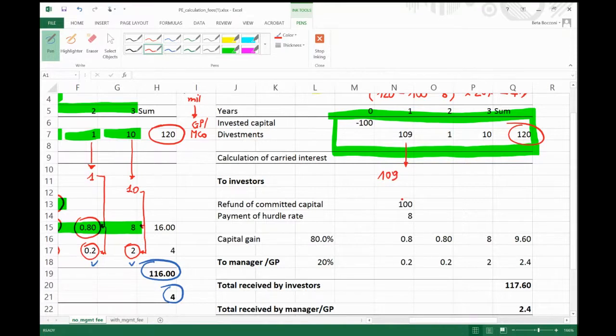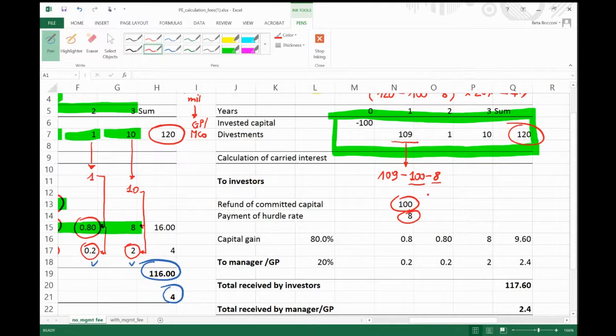Before paying any incentive, you must, first of all, fully repay the committed capital, 100. But now you have also to recognize an extra value of hurdle rate. Please notice that with the liquidation value in the first year of 109, we are able to pay in one shot all the committed capital and all the hurdle rate. Remember that until these two values are repaid, you are not authorized to pay anything to the general partner. So the story is investors first, general partners later.